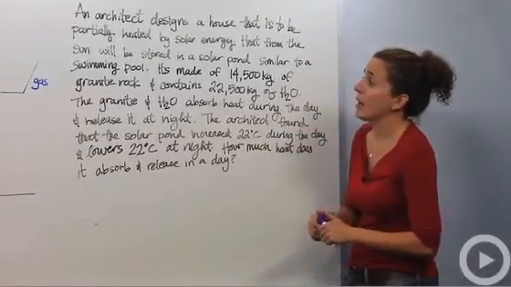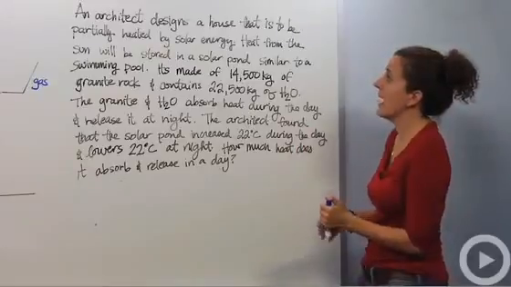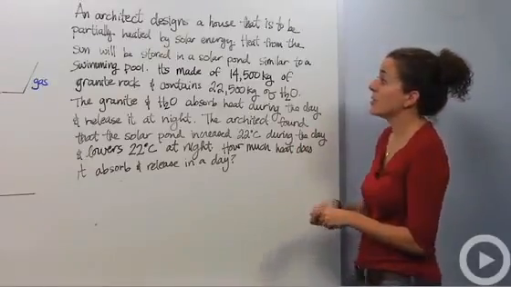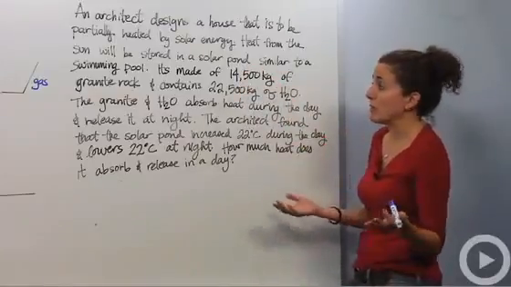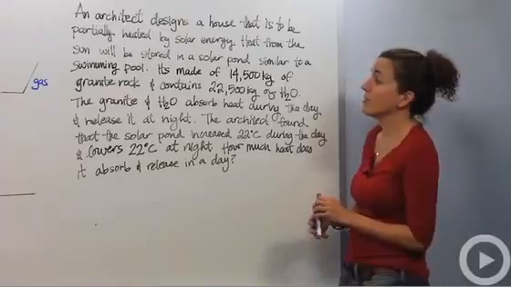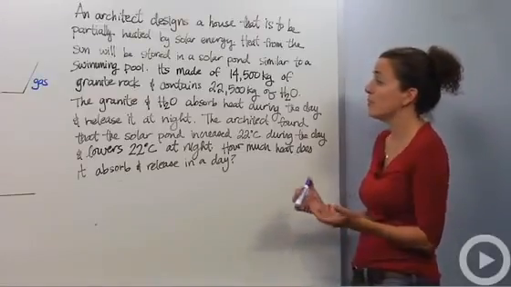So we have an architect, and he's really interested in sustainable energy. An architect designs a house that is partially heated by solar energy. Heat from the sun will be stored in a solar pond, similar to a swimming pool. So we have this pond that we're dealing with. It's made up of 14,500 kilograms of granite rock, and inside that it contains 22,500 kilograms of water.